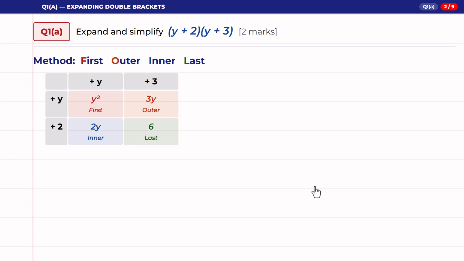Here is the FOIL grid. The rows are the terms from the first bracket, y and 2. The columns are the terms from the second bracket, y and 3. Each cell is a multiplication.